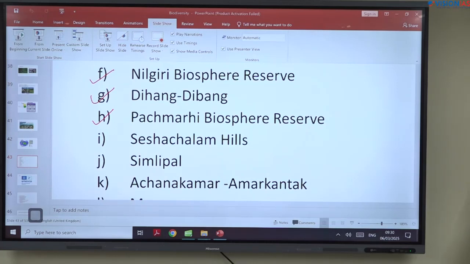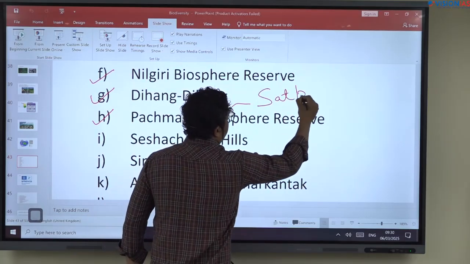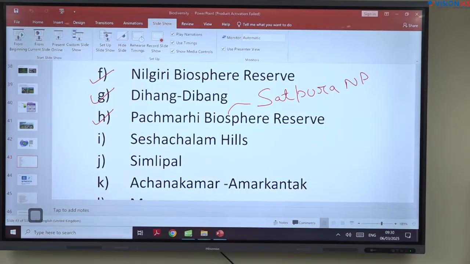Madhya Pradesh. A popular hill station. Satpura National Park is part of this biosphere reserve. Known for flying squirrel.